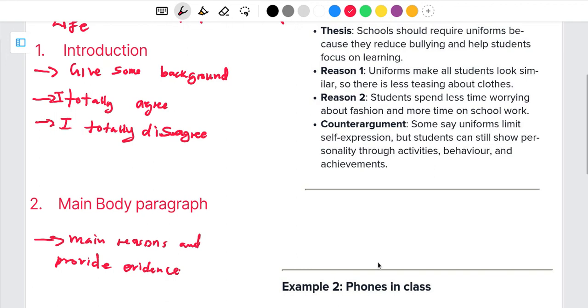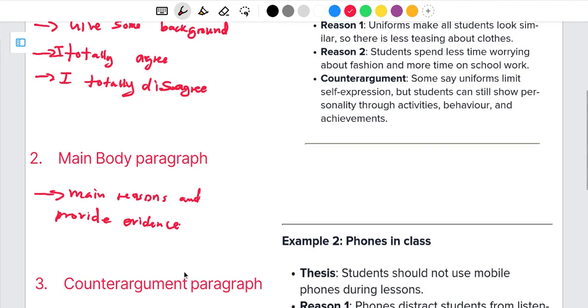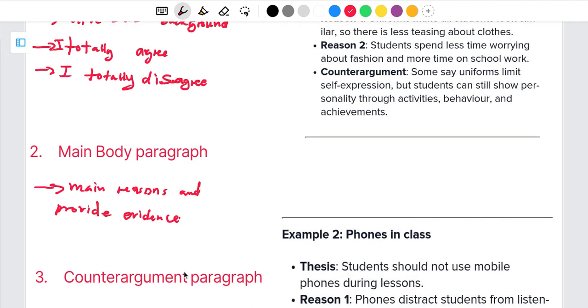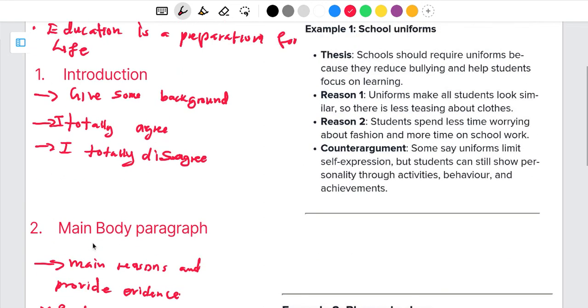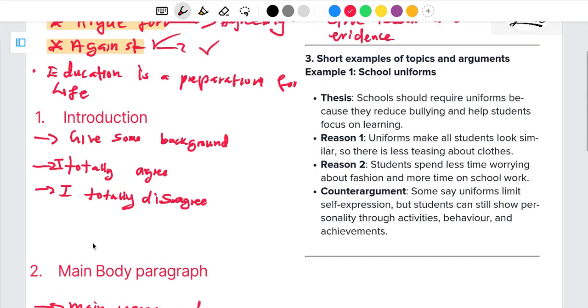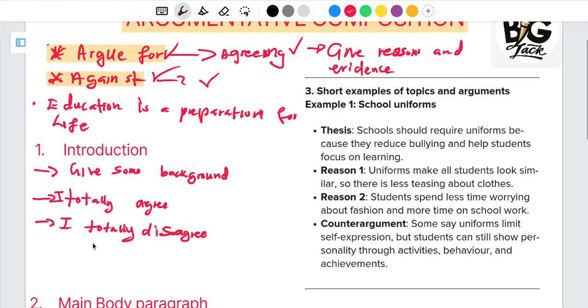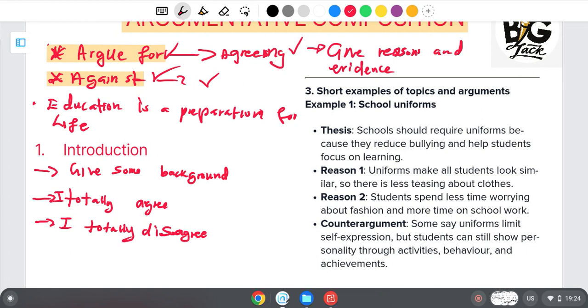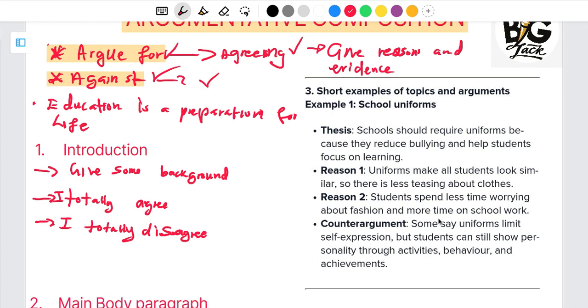For example, you need to give facts. You need to give facts about the statement. So let's say, for example, if you are arguing for that education is a preparation for future, you have to give the fact that, let's say, for example, if someone is not educated, can someone who is not educated be a lab technician?